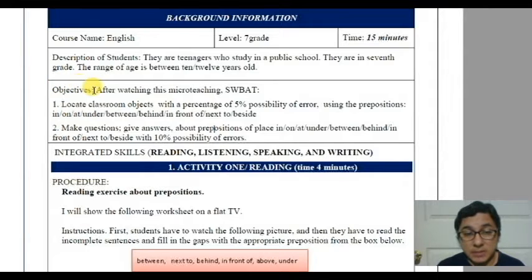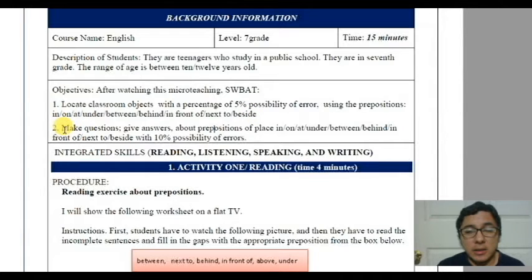Okay, here we have the objectives. After watching this microteaching, the student will be able to, objective number 1, locate classroom objects with a 5% possibility of error, using the prepositions, and here we have the prepositions: in, on, at, under, between, behind, in front of, next to, beside.